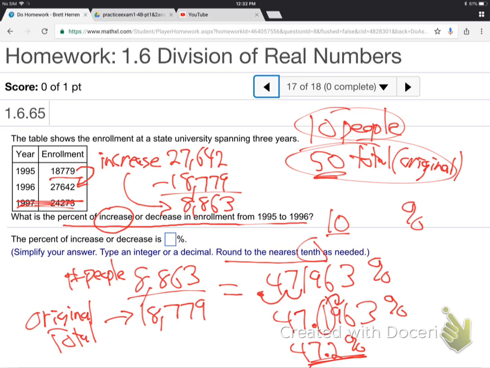Is that good on that? Question? So what I did, again, I subtracted, they said, what's the increase? So I subtracted and got the number of students increased by 8,863. Put that over the original total. That's always what percentage means, over the original total. Divided on my calculator, got this decimal, moved it 2 places because we had to make it a percentage, and then rounded. 47.19 became 47.2.